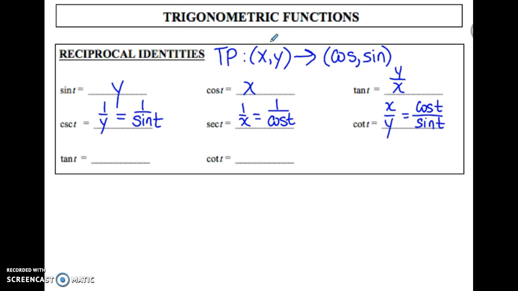We can also think of tangent t, which is y over x, as sine t over cosine t. And then we could think of cotangent as being 1 over the tangent of t. So as we use these in chapters 5, 6, and 7, sometimes it's convenient to think of tangent as sine over cosine. Sometimes it's convenient to think of cotangent as cosine over sine, but sometimes we want it as 1 over tangent. It just depends on what the goal is that we're trying to accomplish.